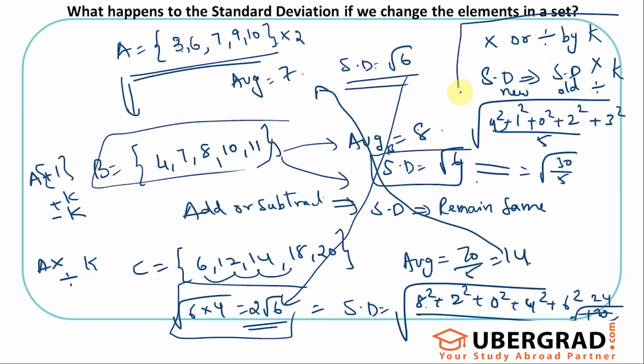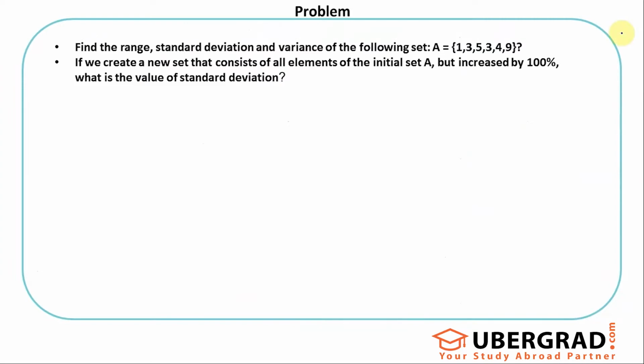That's how the property is. This would be a very useful property to solve questions faster if you understand them. Let's solve a simple question. Pause it and try it on your own. Hope you have tried it.